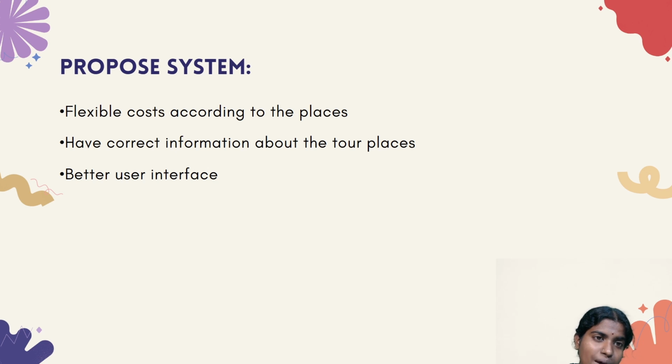So, this is what is happening in the existing system. In order to overcome the shortcomings of this existing system, let us see the proposed system. It offers flexible cost according to the places, correct information about the tourism places, and a better user interface. All these are the advantages of my proposed system.